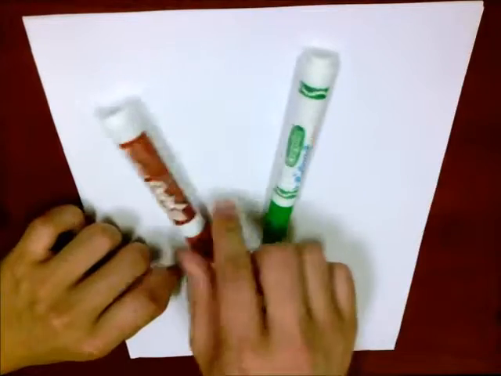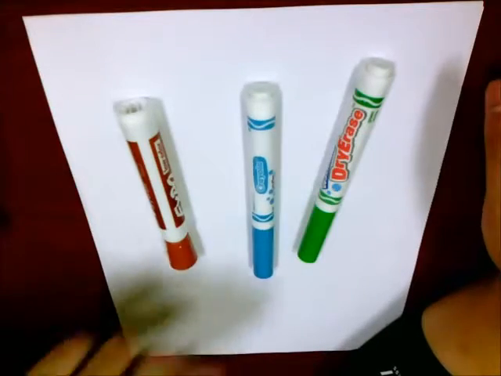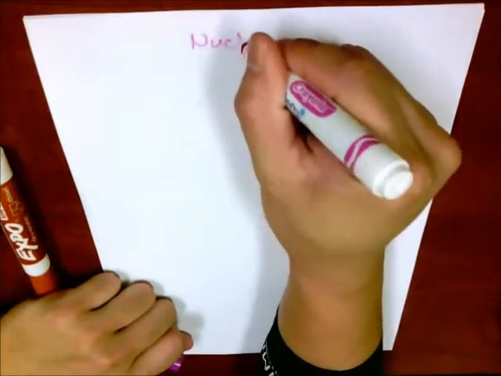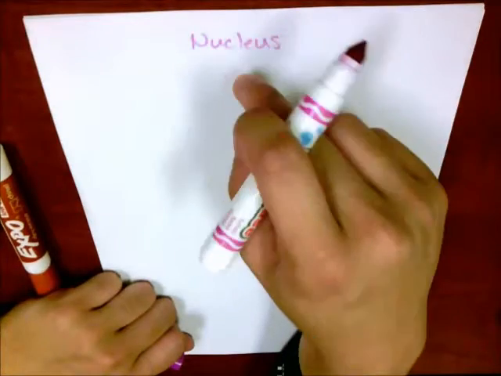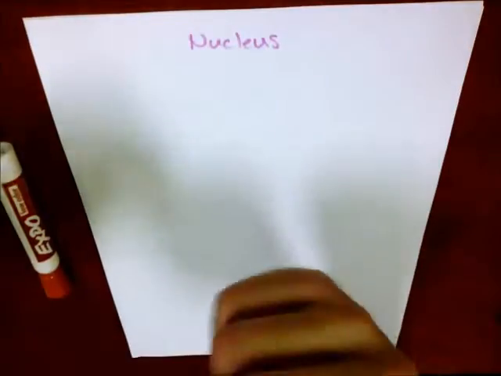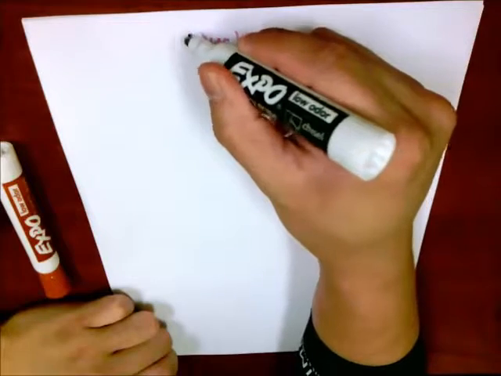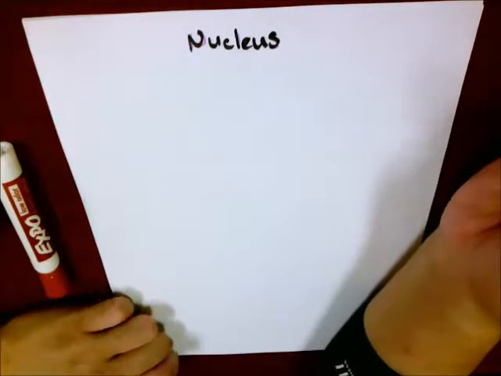So plant cells and animal cells both have a nucleus. So brown for animal, green for plant. Actually, let's use purple for both. Both of them have a nucleus. Remember that prokaryotes don't have a membrane-bound nucleus. They still have what's called a nucleoid, but they don't have a nucleus. Actually, the purple's kind of light, so let me switch and go with this black marker. Alright, so you guys can see that one a little bit better.